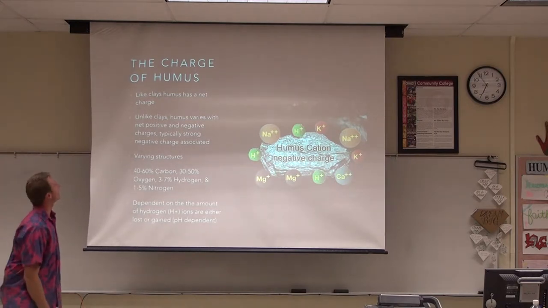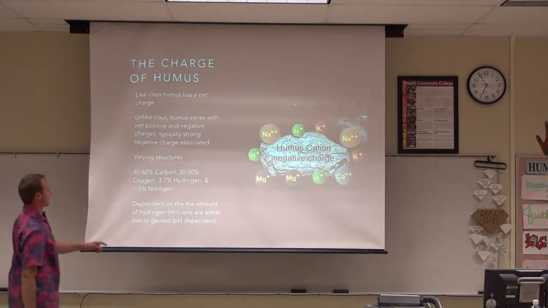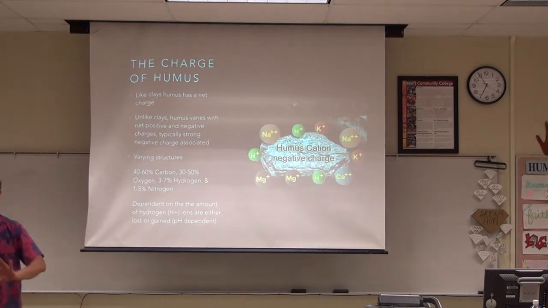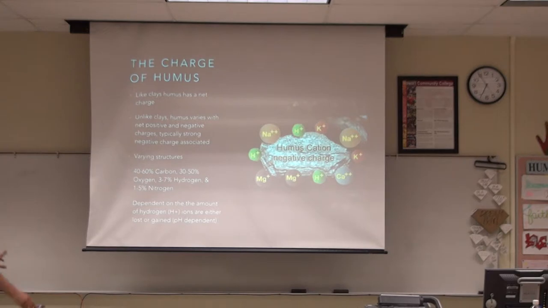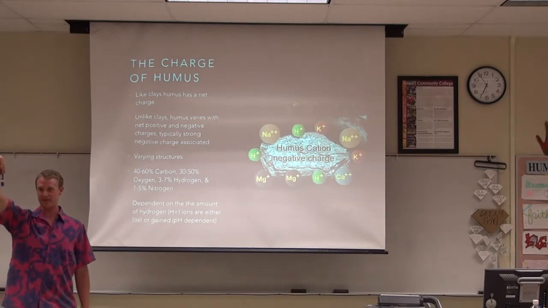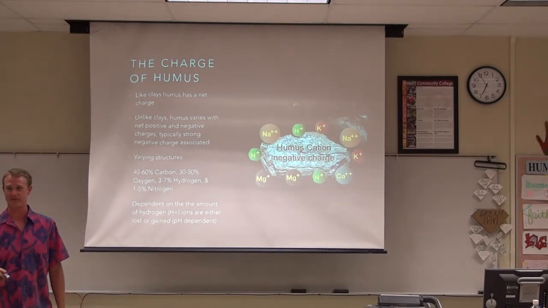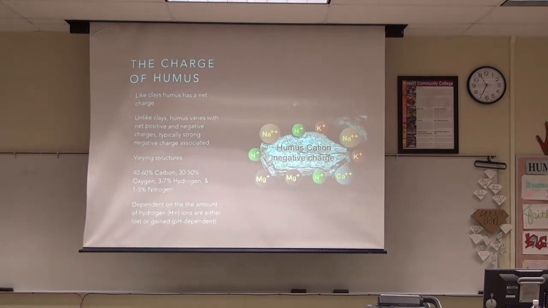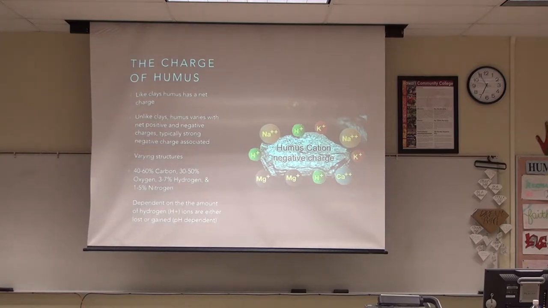So, varying charges depending on the amount of hydrogen ions gained or lost. We left off on pH dependent. Everybody understand what I was talking about there? You asked about where the water is on the outside? Usually bonded in through the oxygen or the hydrogen of its configuration. But actually not the oxygen, because it's busy with the two hydrogens. We're talking about charge, right?